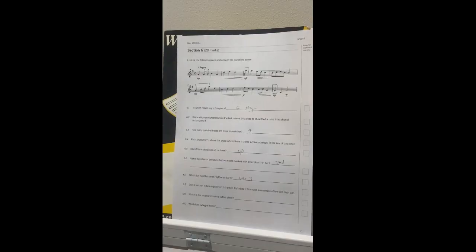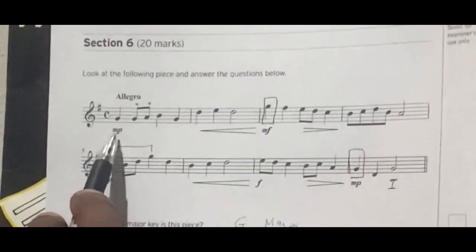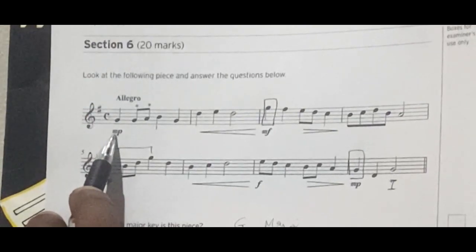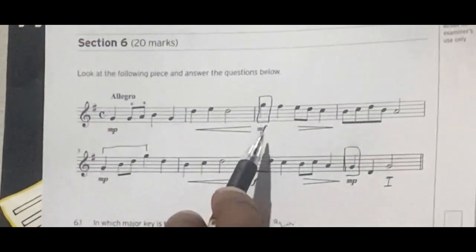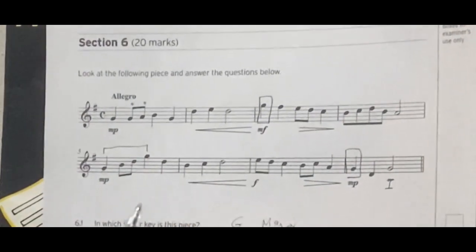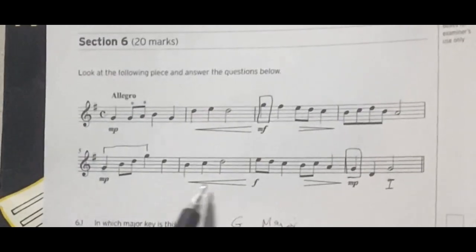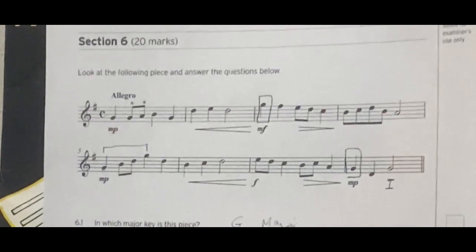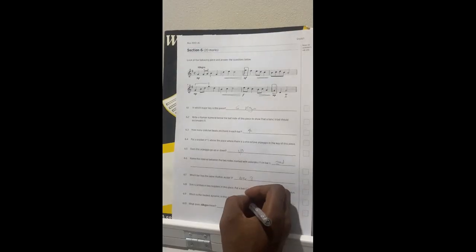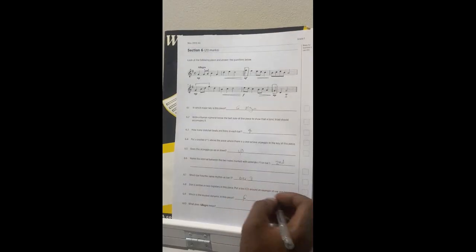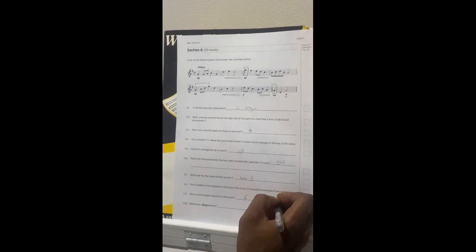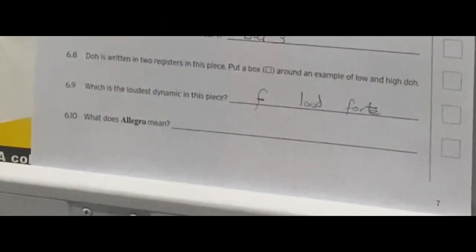Question 9, which is the loudest dynamic in this piece? We have MP, which is mezzo piano, moderately soft, MF, moderately loud, moderately soft again, loud, moderately soft. So loud is the loudest dynamic. I'm going to put F. You could put loud or forte. Any one of those answers will do.